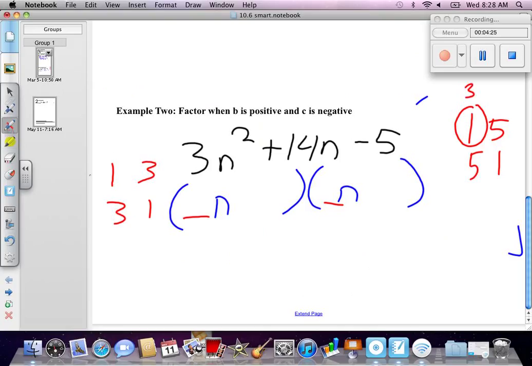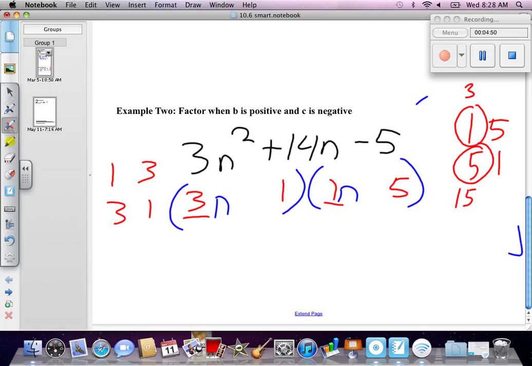No. Okay, let's try the next one. 5 times 3 is what? Can 15 and 1 make 14? What would it be? 15 minus 1. Yeah. Okay, so if I put my 3 here and my 1 here, I know I want to multiply my 3 by 5. Where do I put my 5? So it'll be multiplied by 3. The second one.